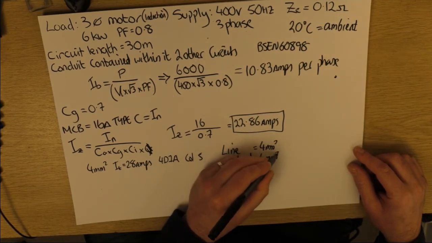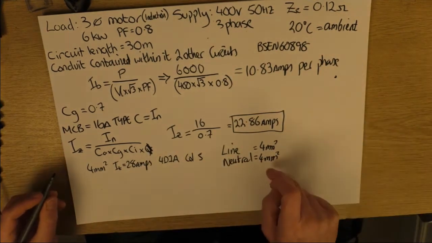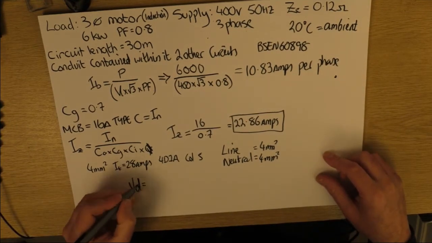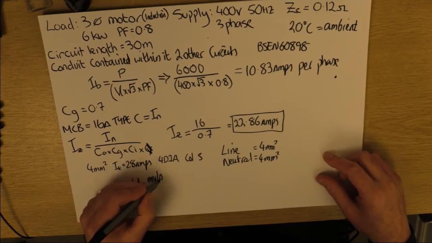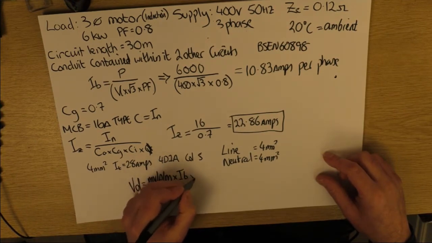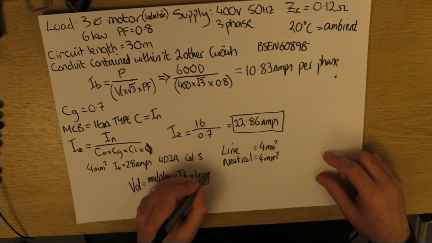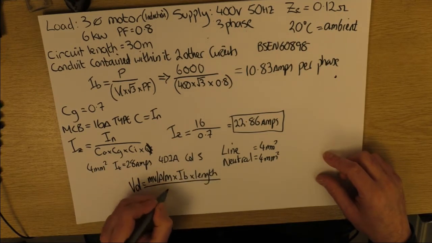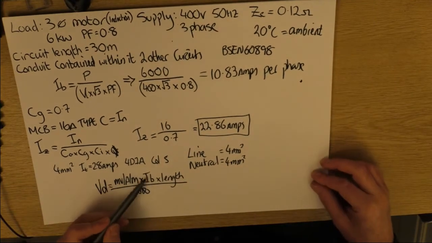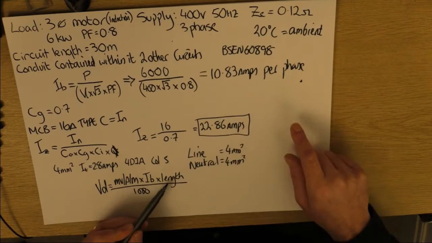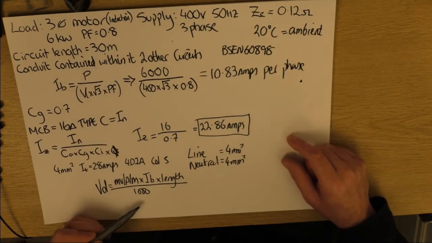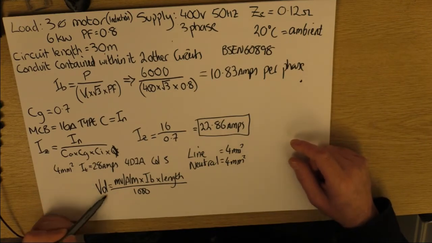But that's not the end of it. We need to check that for volt drop. So we need our volt drop equation. Millivolt per amp per meter times by the design current times by the length divided by 1,000. So we know that, we got that earlier. We know that, that's up there. We know the number 1,000. It's just 1,000, and then we're going to calculate a volt drop.